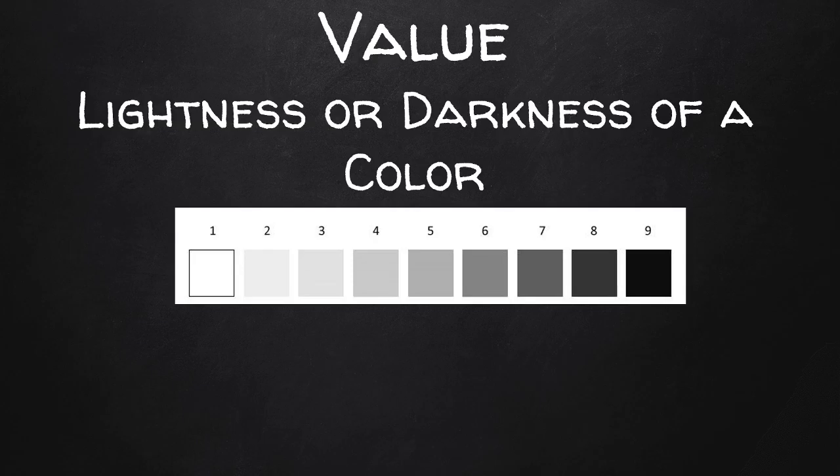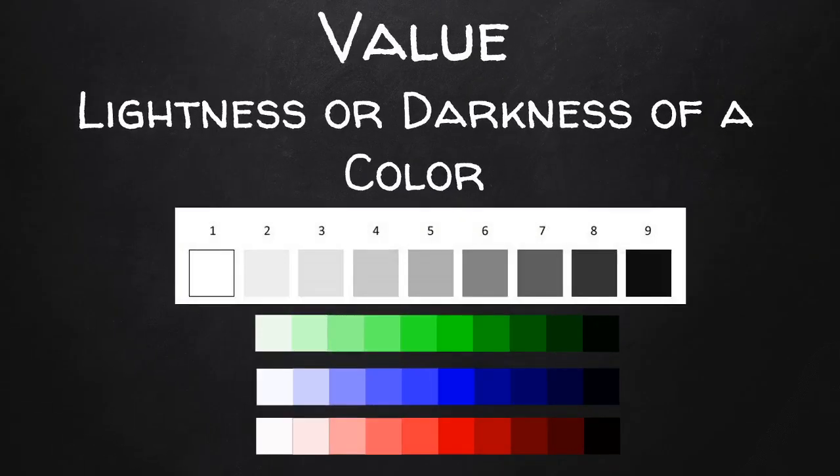And this is not just for black and white. You can also do this with any colors. Black is still the darkest, white is still the lightest, but look at the greens that go from dark to light. There's a dark green, medium green, and a very light green. Same thing for the blue and red and lots of other colors too.